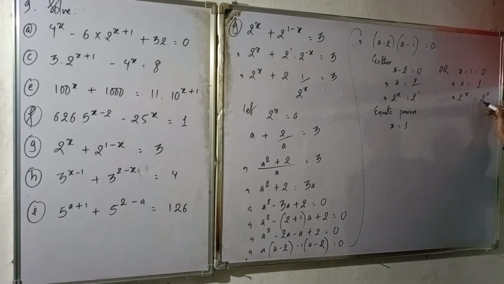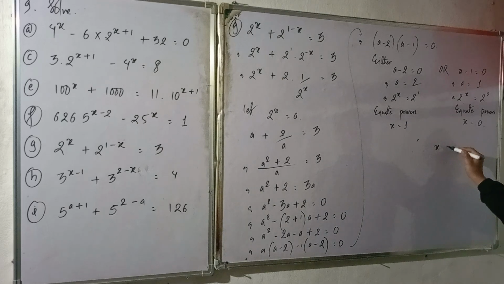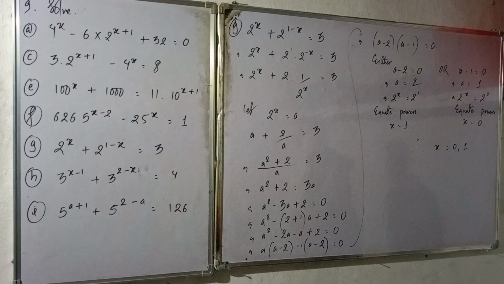So we just try to make the base same. Now equate powers, you'll get x equals to 0. So there are two values for x, one is 0 and one is 1. Nothing new. I think this one is very easy. Now let's move on to the next number.